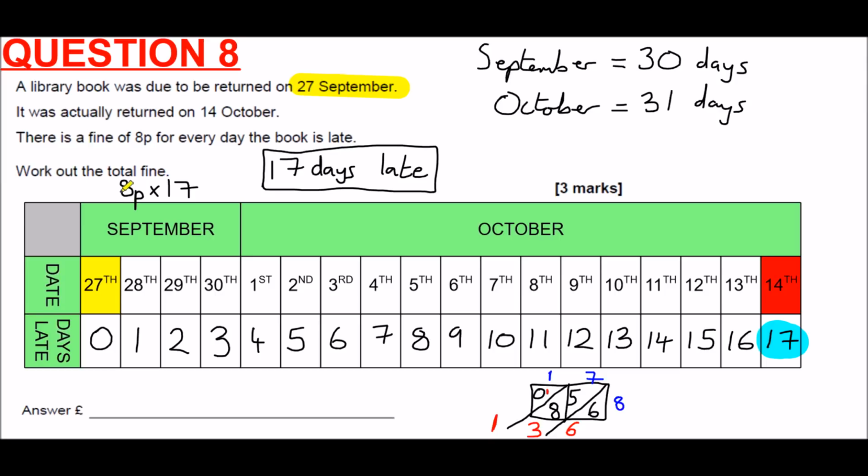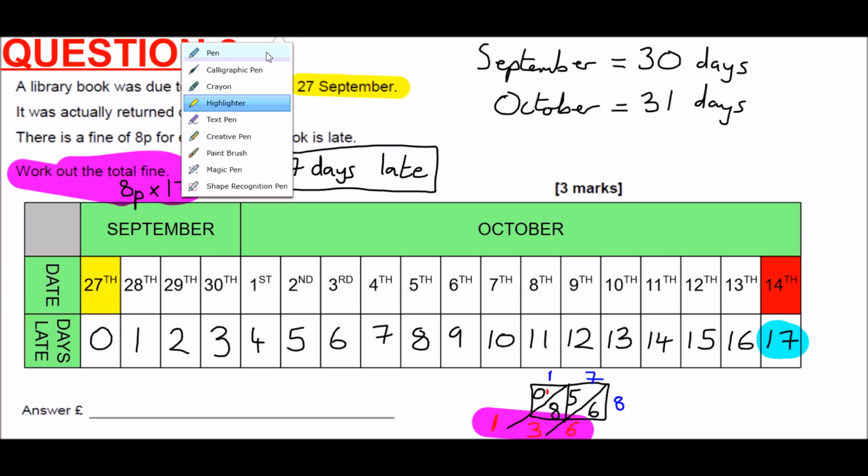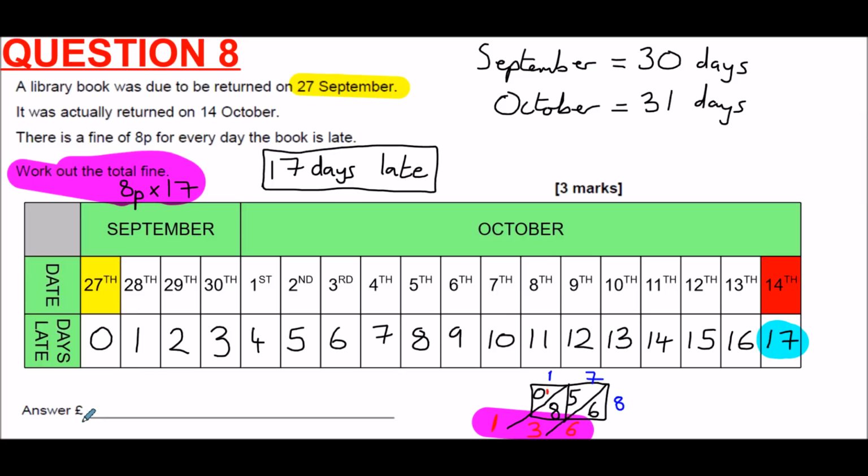And so the total fine, which is 8p multiplied by 17, would be 136 pence. But because our answer wants pounds and pence, we need to convert that to pounds and pence. So 136 pence would be £1.36. And that's it for question 8.